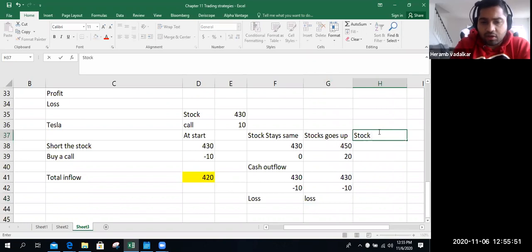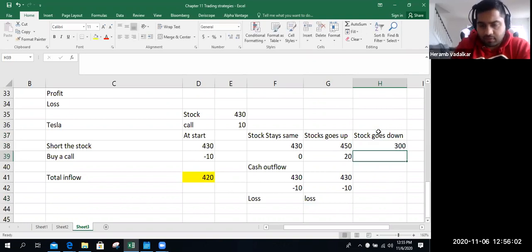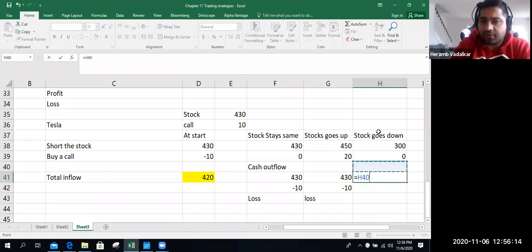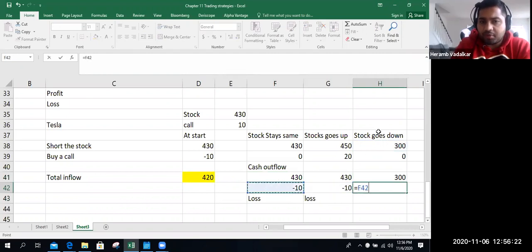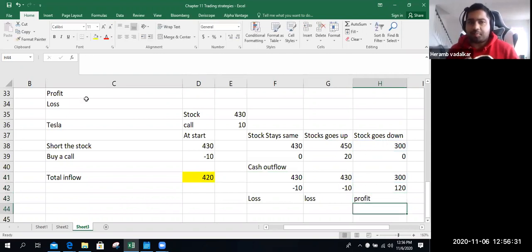Now the stock goes down. So let's say the stock goes to 300. Okay. This call option expires worthless because a call doesn't pay if the stock goes down. So what is your cash outflow? Cash outflow will be 300. Cash inflow was 420. So the total profit you made was 120.